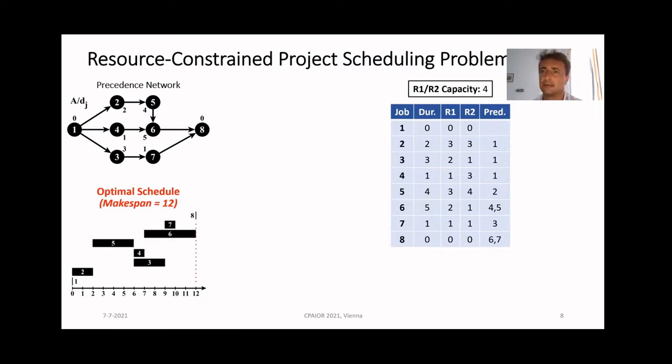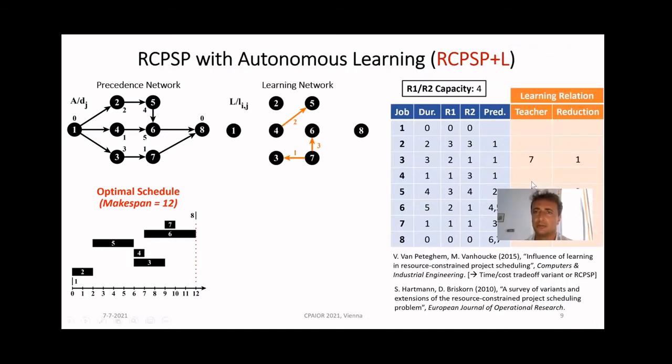And what we do, we extend this model. We now allow learning of selected jobs, and we call this model the RCPSP plus L, so plus learning. And it comes with additional information. You see this additional network in the center. It's the learning network. And the learning network tells us that specific jobs can be reduced in duration when scheduled after teaching jobs that basically provide the necessary experience for the benefit.